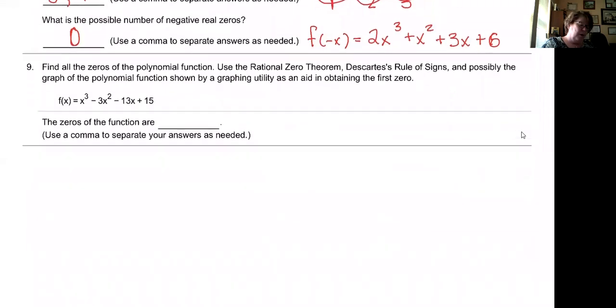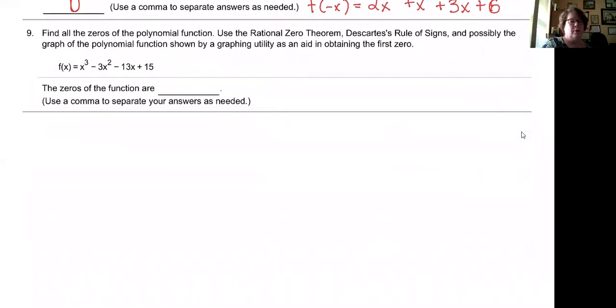All right, problem 9, we're going to find the zeros of this polynomial function. And it asks you to use the rational zeros theorem. It tells you to use Descartes' rule of signs, maybe graph it. And I am not going to grade you on what you use, but you do need to use something to find the first zero. Whatever you want to use. You can graph it and find the first zero.